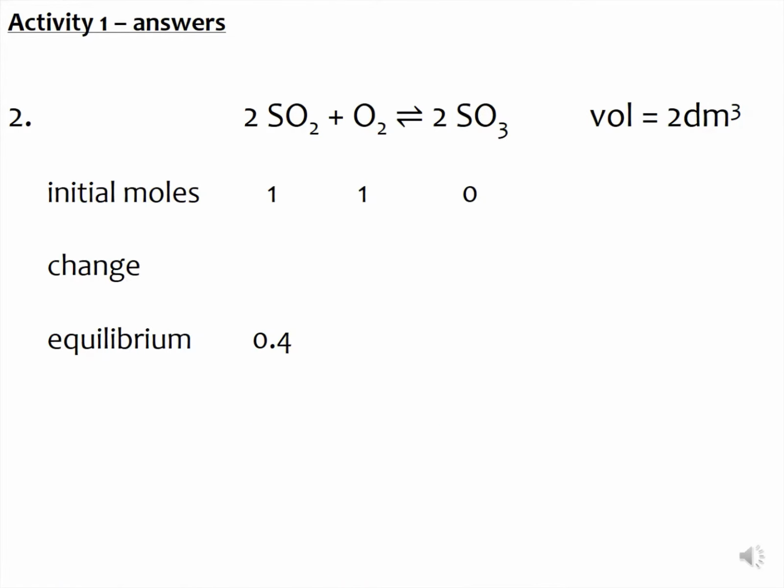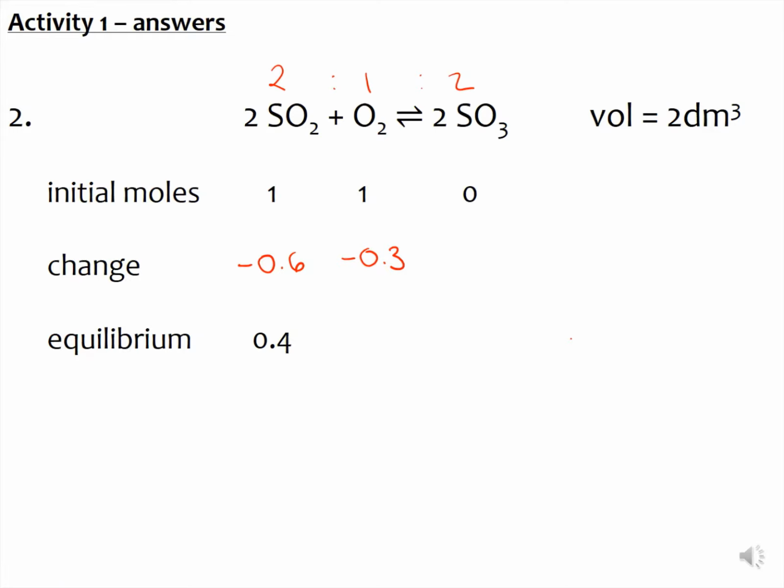Question 2 for activity 2. All the information is given, as you can see here. So what we can do is we can say that the change in sulfur dioxide has gone down by 0.6, 1 to 0.4 is minus 0.6. Now we've got a stoichiometry of 2 to 1 to 2 across the equation here. So if 0.6 moles of SO2 has reacted, then there's only going to have been 0.3 moles of O2 reacting, because it's a 2 to 1 ratio.